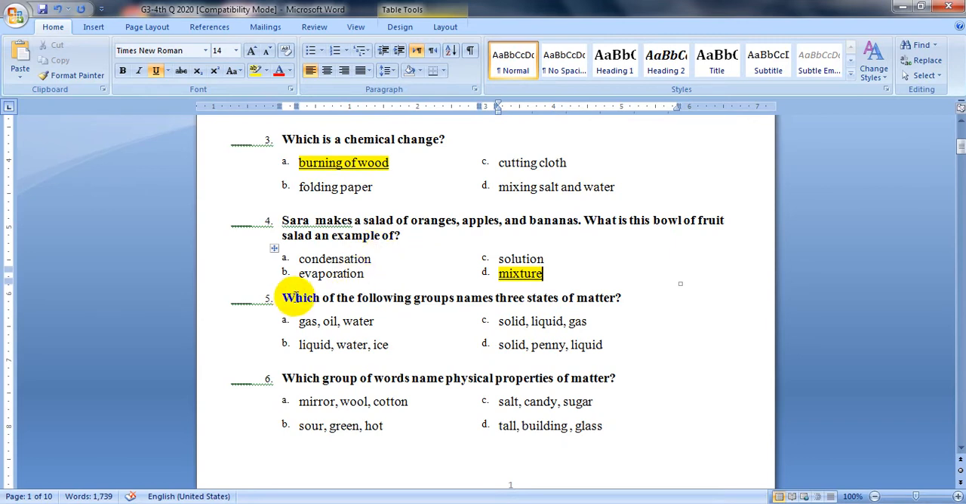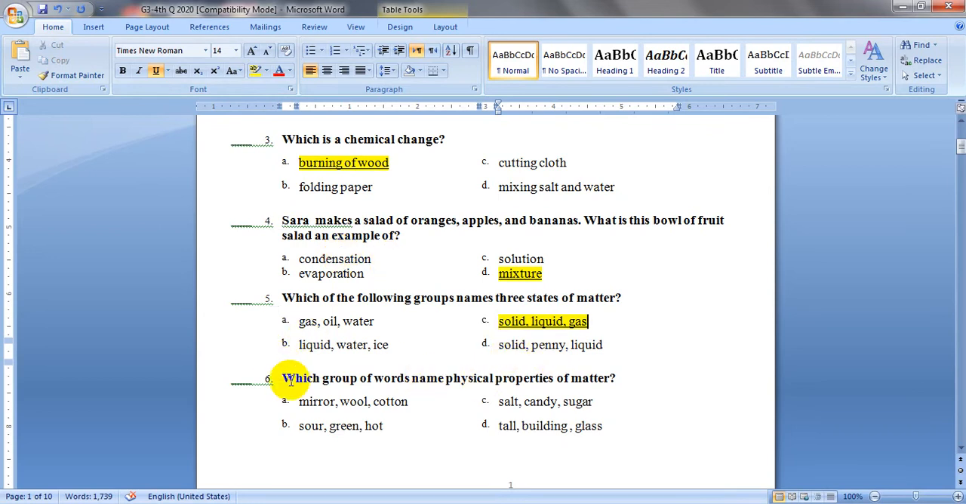Number 5. Which of the following groups name 3 states of matter? Gas, oil, water; liquid, water, ice; solid, liquid, gas; solid, honey, liquid. The 3 states of matter as we studied are solid, liquid and gas.